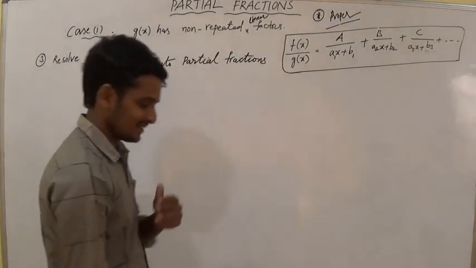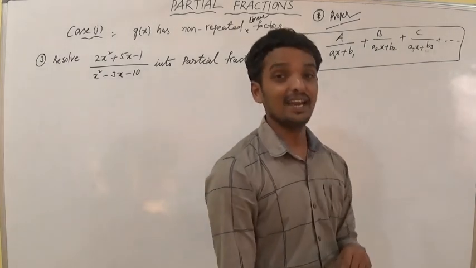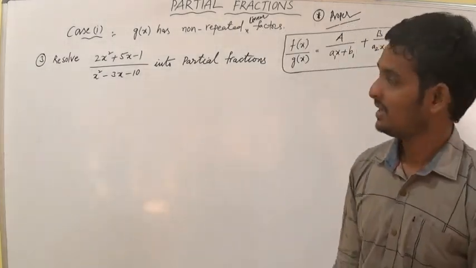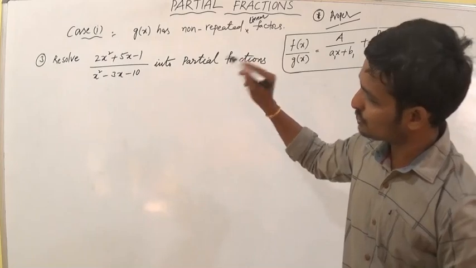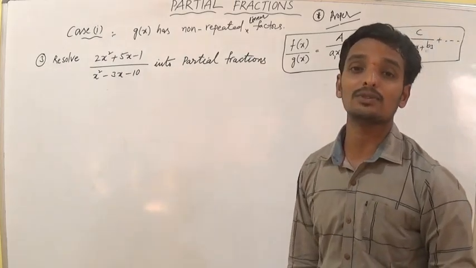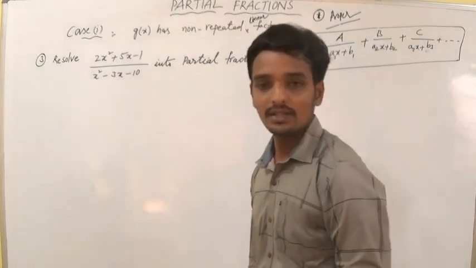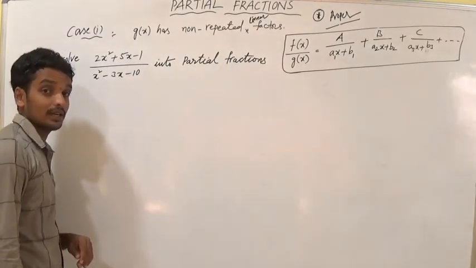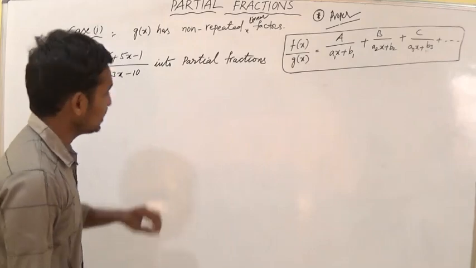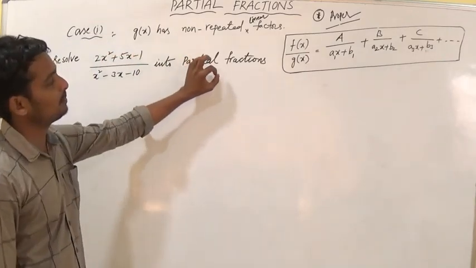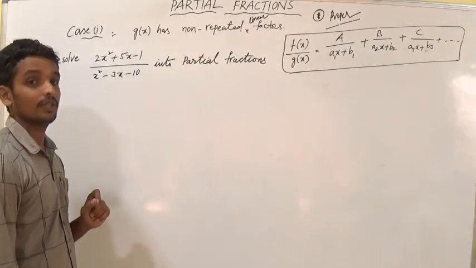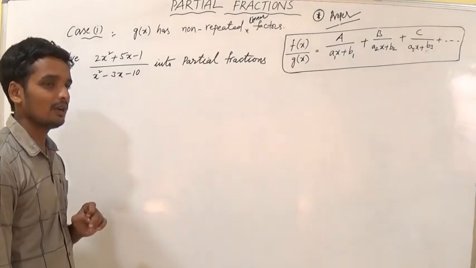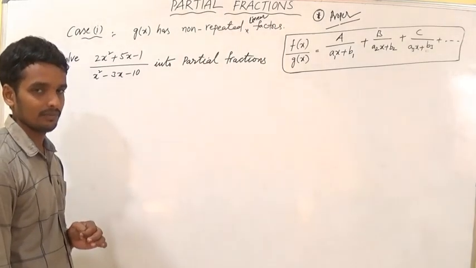Are you okay? So this is an improper fraction. Am I right? The degree of the numerator is 2. The degree of the denominator is also 2. If the degrees of both numerator and denominator are equal, then the fraction is an improper fraction. How can we solve this problem?